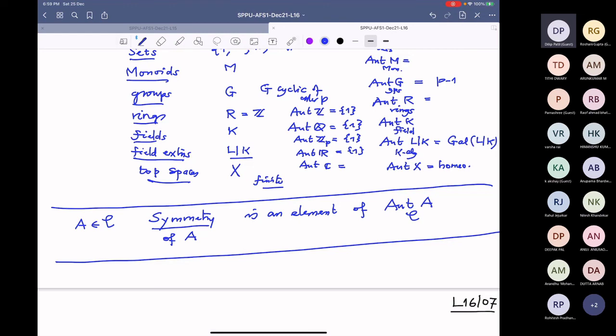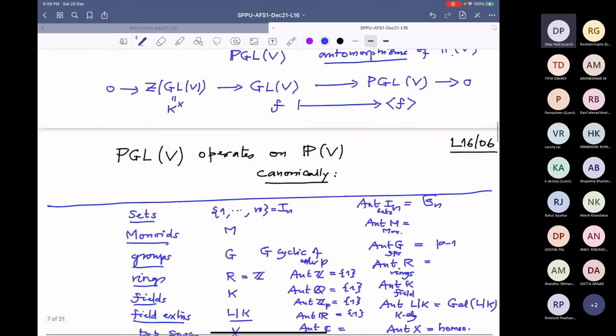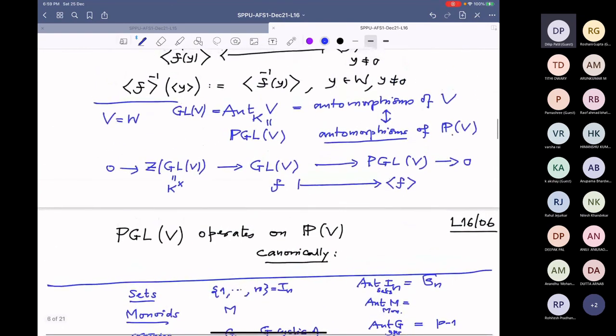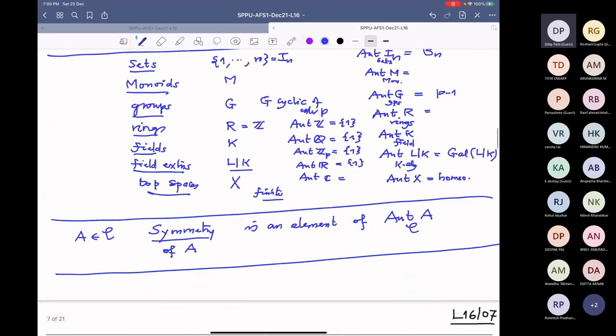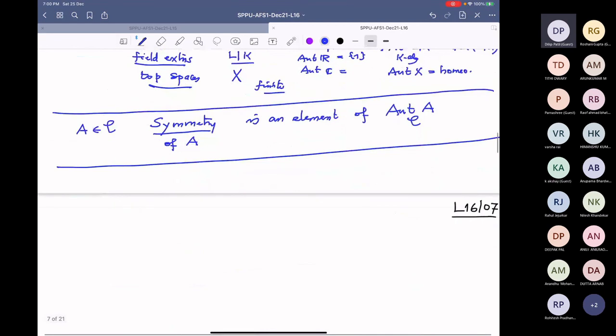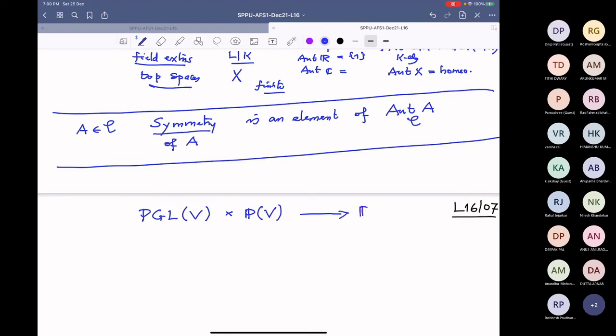All right, so enough, our time is going up. So in fact, I want to describe now that PGL(V) operates on P(V) canonically, that we know now. Because how does it operate? I will stop with this operation. PGL(V) is a group, cross P(V) to P(V). I want an operation map which should satisfy those two obvious properties.